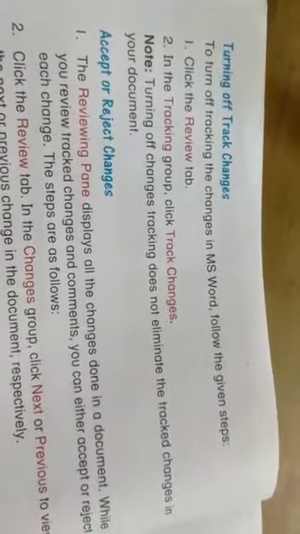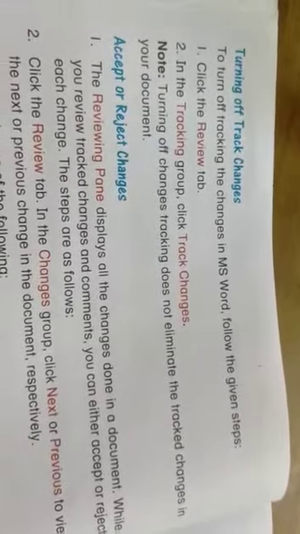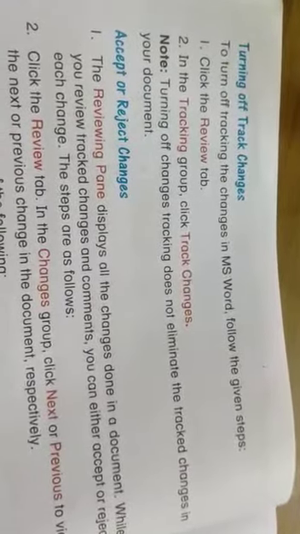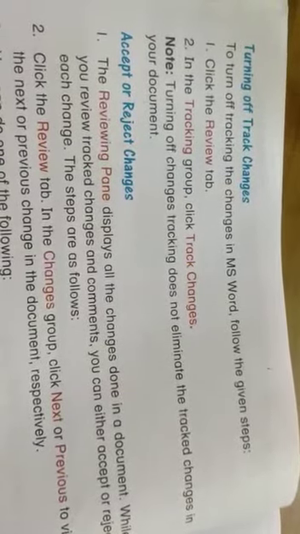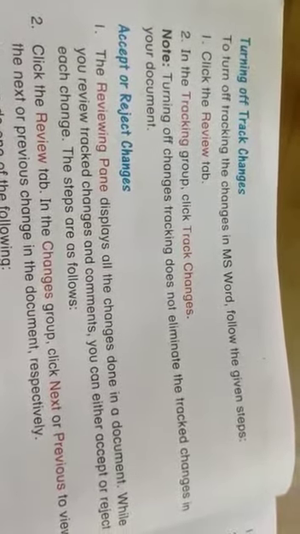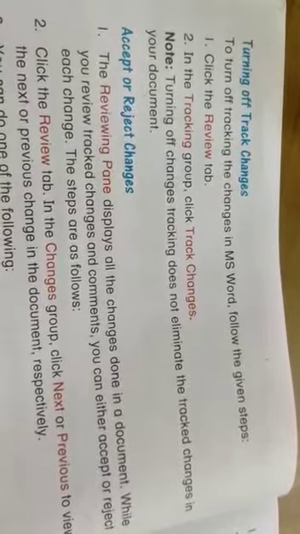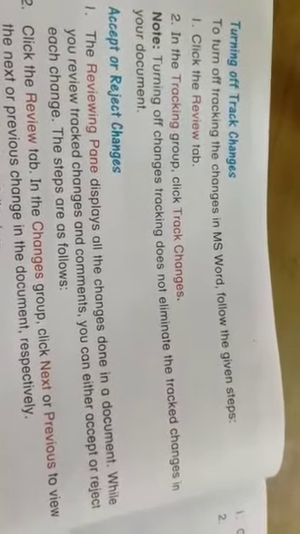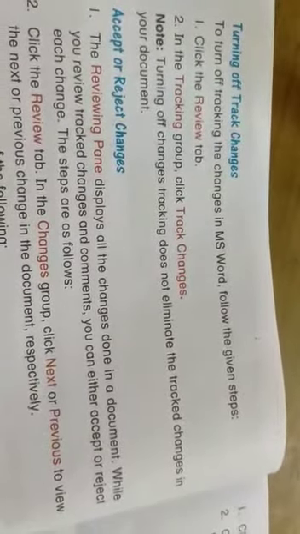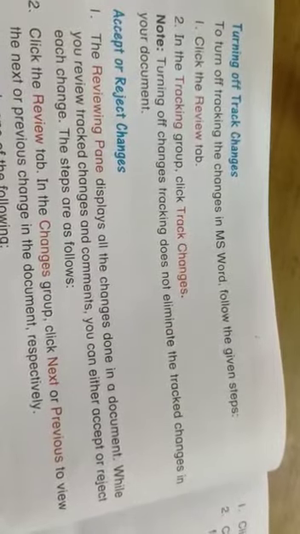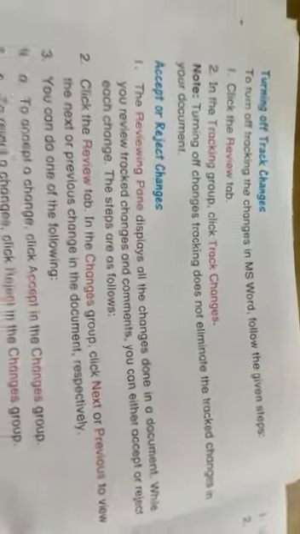Turning off track changes. To turn off the track changes in MS Word, follow the given steps. Again, you will click on the Review tab, click in the Tracking group, and click on Track Changes. Note: turning off changes tracking does not eliminate the tracked changes in your document.